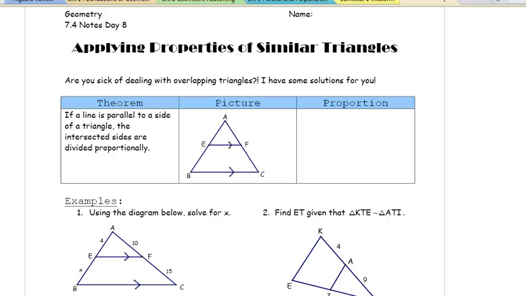Day 8 notes, applying properties of similar triangles. The next couple sections of notes, this one and then Day 10 notes, I actually like a lot. They're probably my favorite ones out of this chapter because they pretty much create shortcuts for us. And then in Day 10 notes, we're going to look at some word problems, and they're not awful word problems.